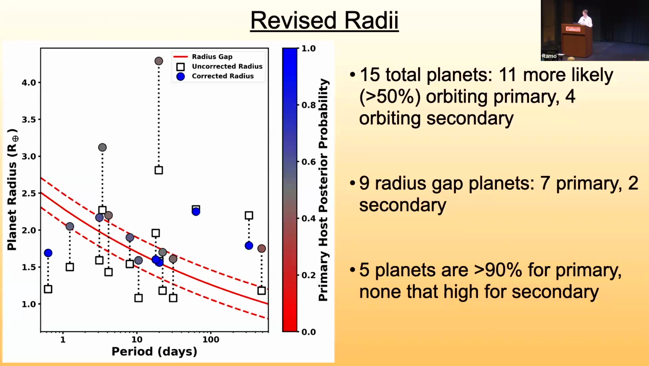Another point I will make is that for 5 planets, there is a greater than 90% probability that they're orbiting a primary. So those are pretty unambiguous cases. There's none that high for the secondary. The rest are all kind of 50-50-ish.